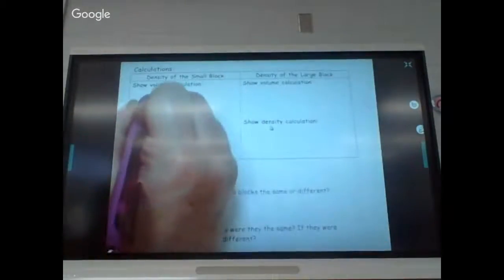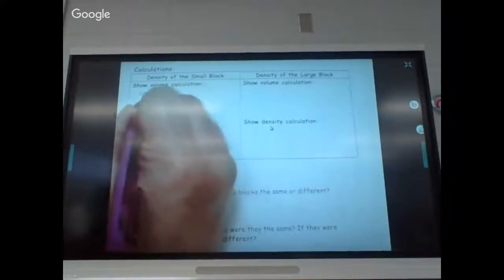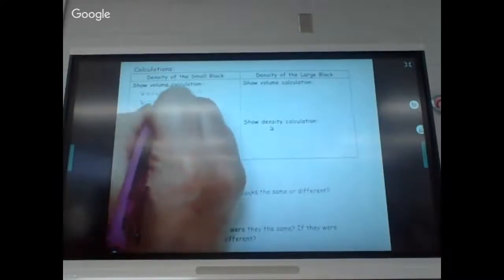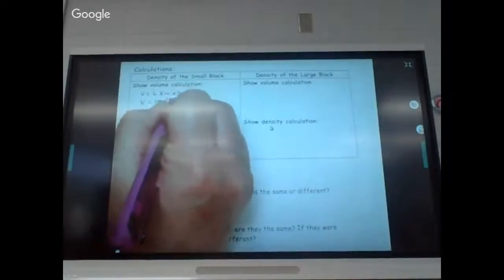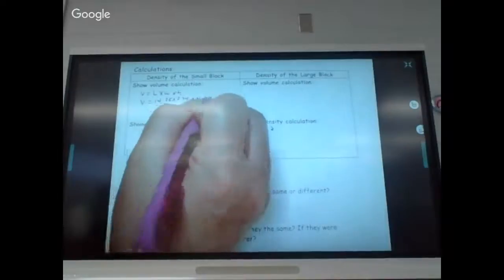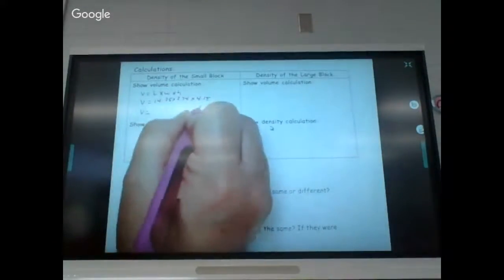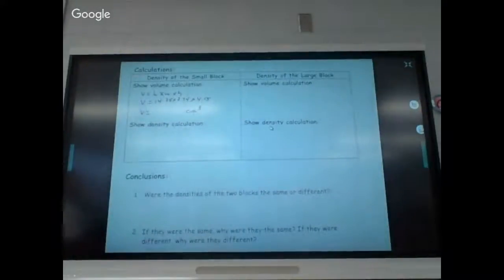I need to see that the volume equals length times width times height. I need to see 14.25 times 2.74 times 4.15. I need to see what the volume equals. And when you finish, it needs to have a unit on it. If it doesn't have that, then you lose points.